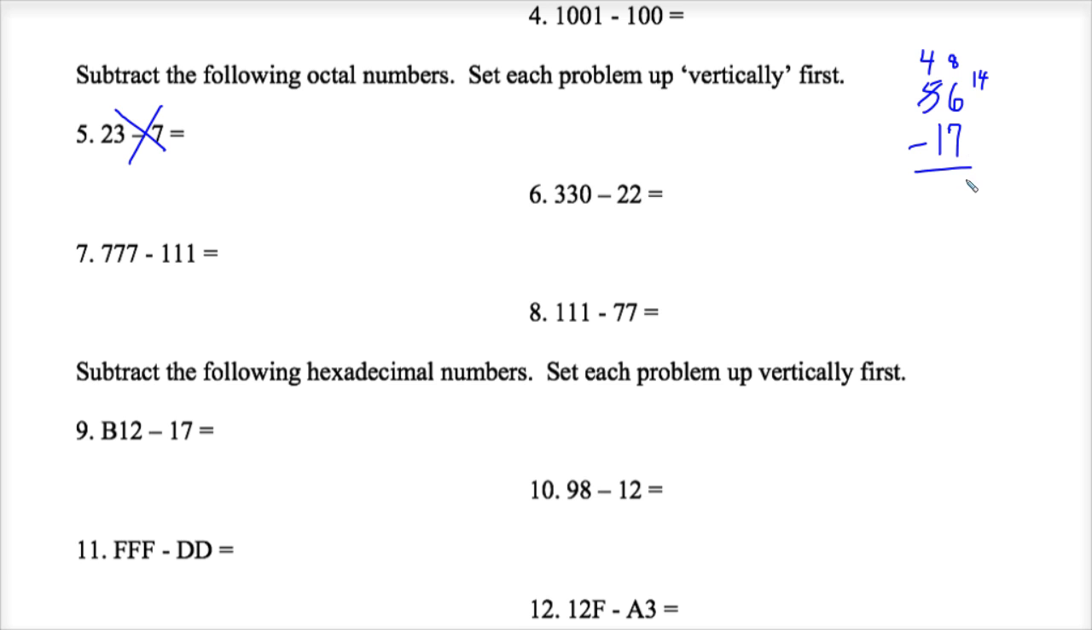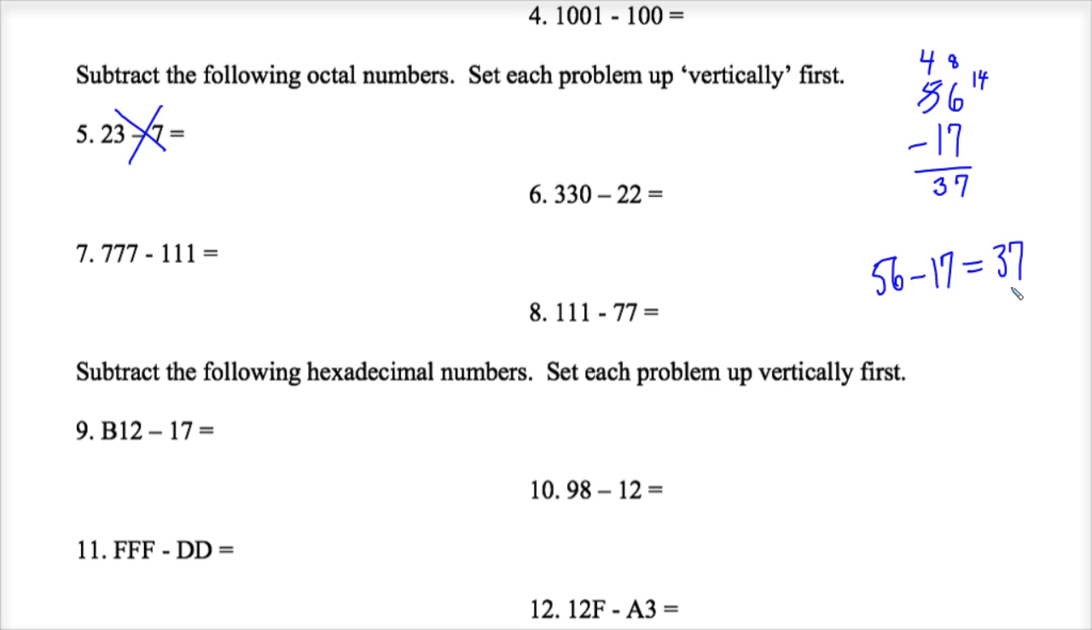14 minus 7 is 7. And 7 is a legal digit in a final octal answer here for this problem. So far so good. Now we are up to the 8s column. 4 minus 1 is 3. That's a legal digit, and that's that. So 5, 6 minus 1, 7 is equal to 3, 7 in the world of octal.